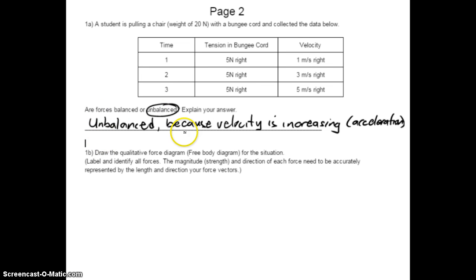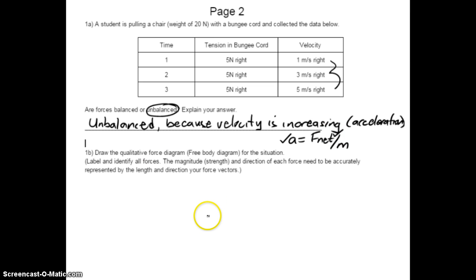And why is it unbalanced? Because the velocity is increasing. You can see that from 1 to 3 to 5 meters per second. In other words, I know that acceleration is equal to F net divided by m. If there is acceleration, there must be a net force.